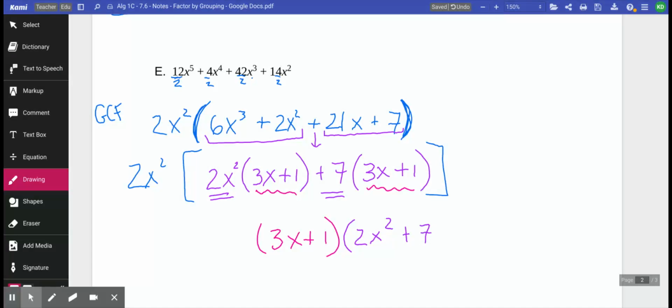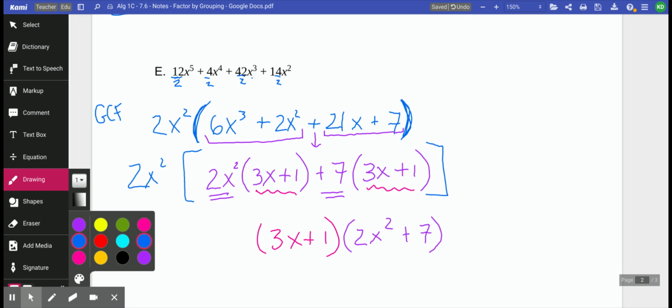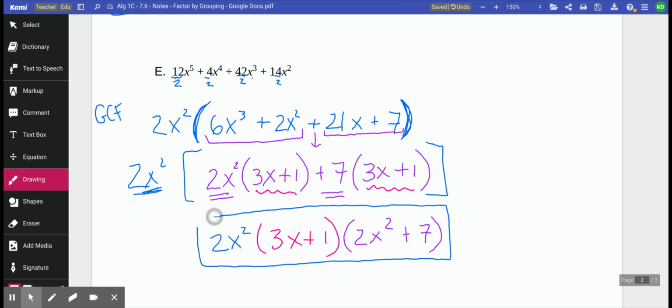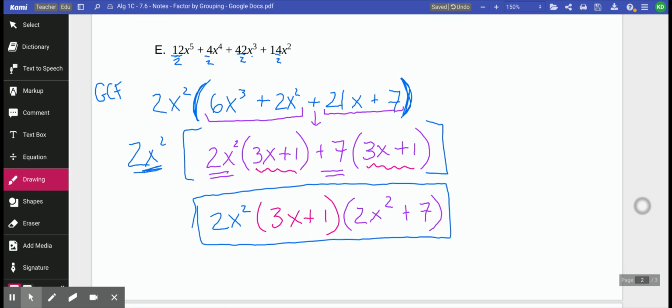2x squared plus 7. And don't forget, we also had the GCF. That's part of our factored answer, right? It was the greatest common factor, so it has to be one of the factors when we're done. So that is our answer: the greatest common factor, and then our factoring by grouping parentheses.